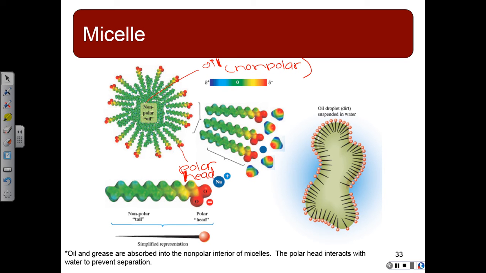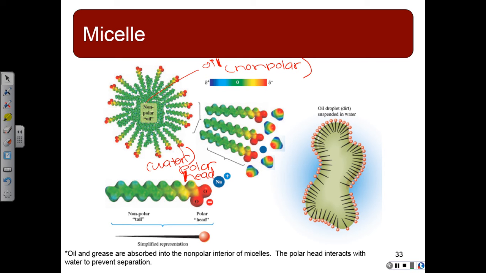All right, so what do you think it'll be attracted to? The water, yeah. So we have the oil and we have the water. So the oil and grease is absorbed into the nonpolar interior of the micelle. That's where the oil and grease from our pan earlier is absorbed. And then the polar portion keeps it in suspension with water.